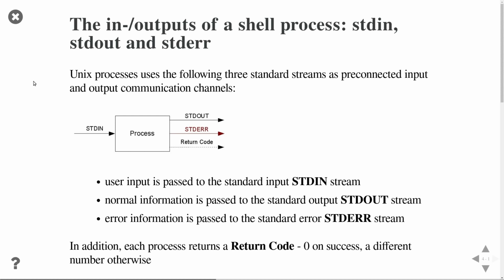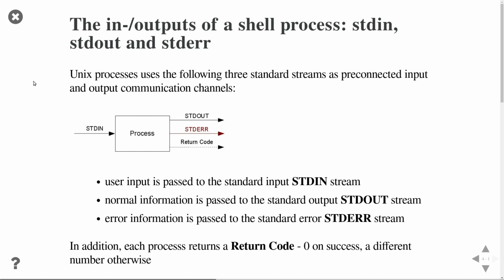And so essentially, whenever you type something into a process, it comes in through the standard in into the process, and then whenever the process prints something, normal information will be printed out through the standard out, and error information will be printed into the standard error. And then after the process is finished, it will also return a so-called return code. And essentially, this code will be 0 if the command was successful, and another number if not.